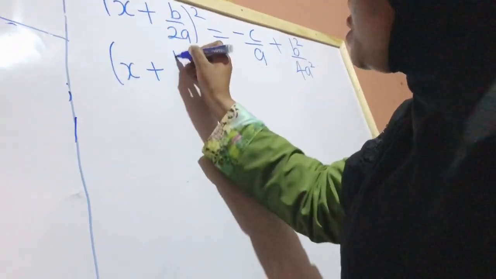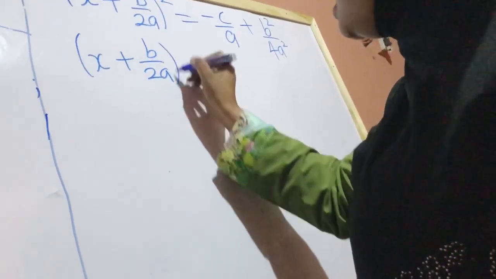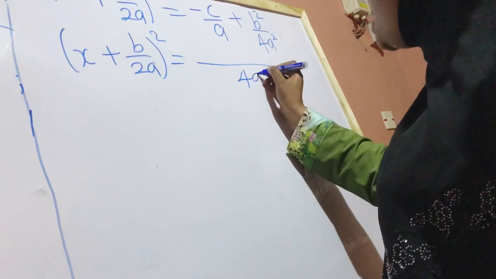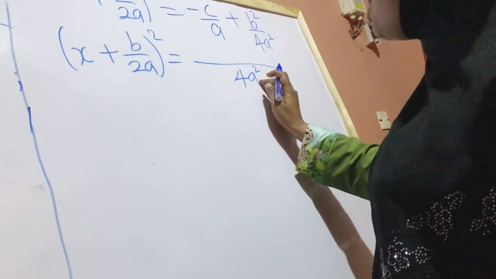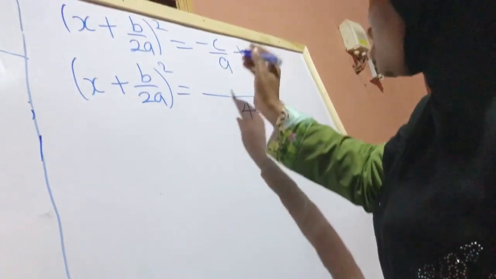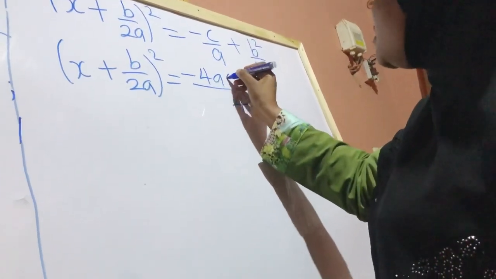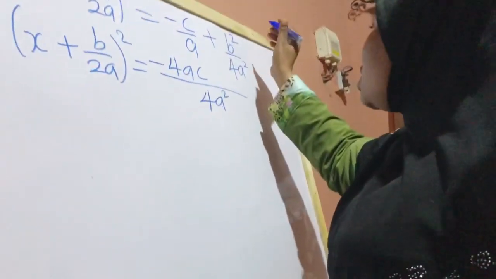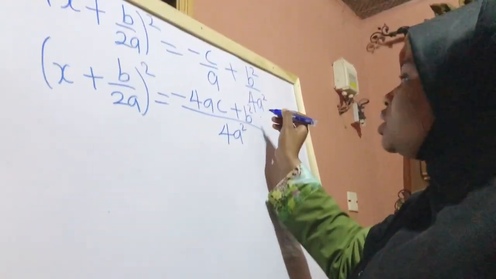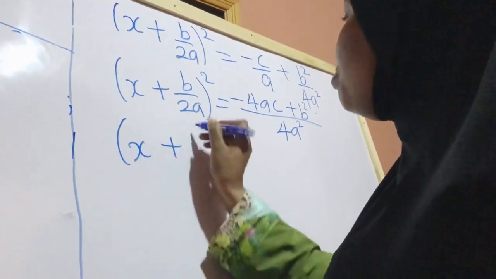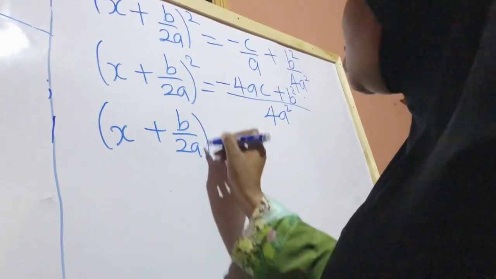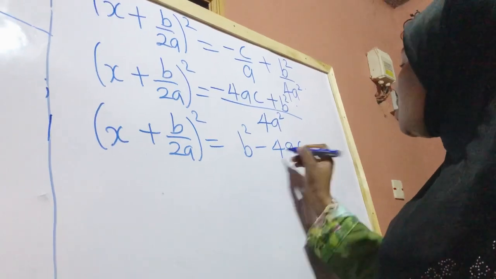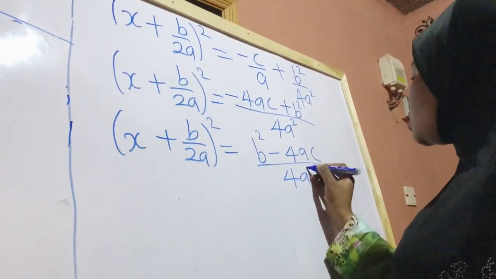X plus b over 2a, everything squared, is equal to... Find the LCM of a and 4ac squared. So it's equal to 4a squared. A in 4a squared, we have 4a. 4a multiplied by minus c, we have minus 4ac. Then 4a squared over 4a squared is equal to 1. 1 multiplied by b squared gives us plus b squared. Now we have x plus b over 2a, everything squared, is equal to b squared minus 4ac over 4a squared.